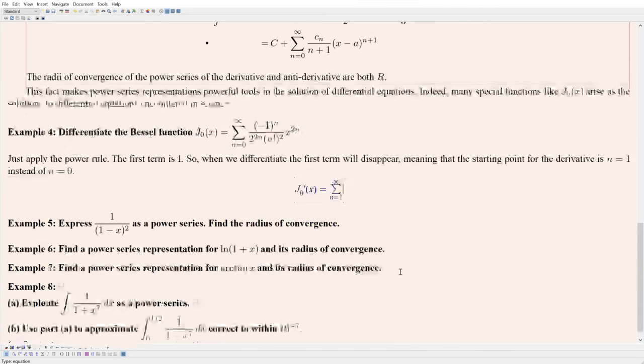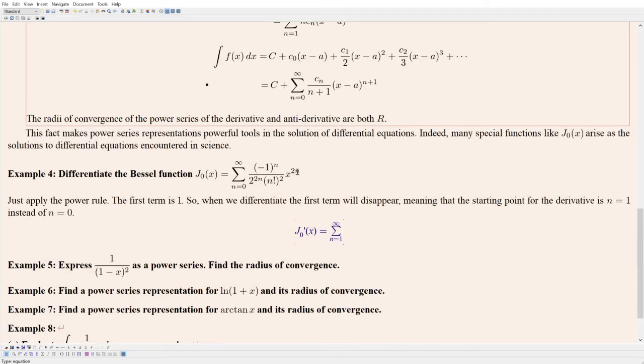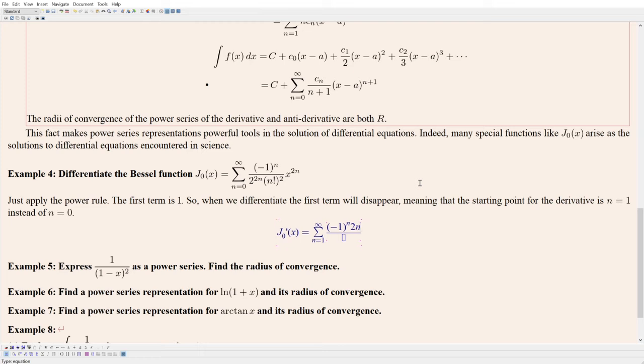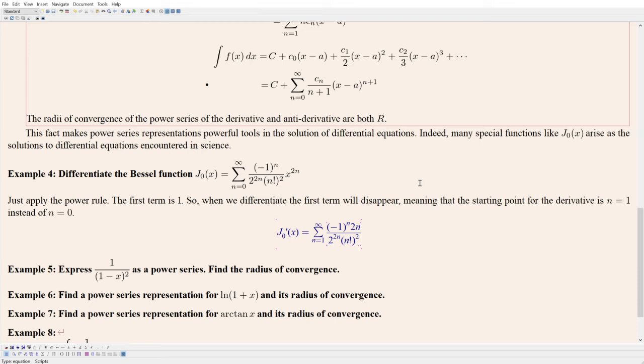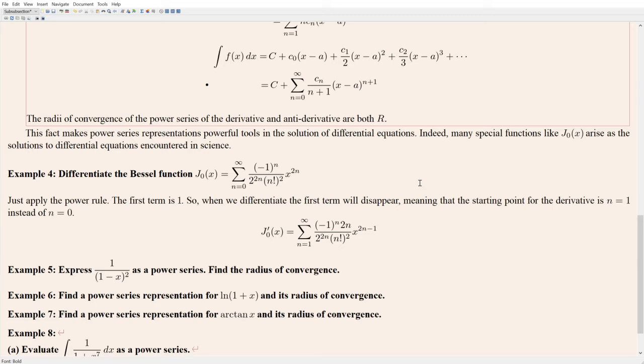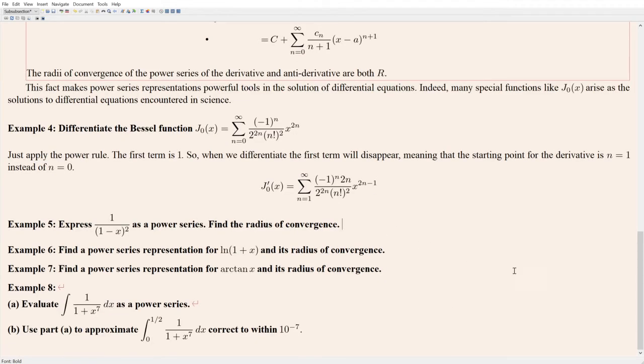But aside from that, it's literally just the power rule. So take the 2n, move it out front, and subtract 1. And everything else remains unchanged. And I suppose we can clean this up a little bit by canceling one of the 2's with one of the 2's down here, but I don't really care. So let's just leave it at that.